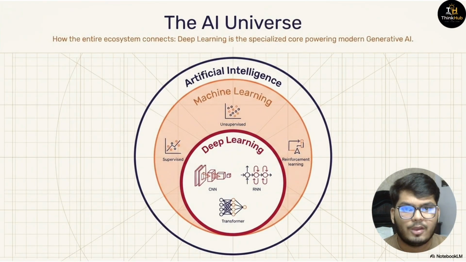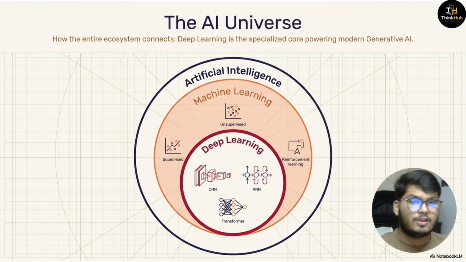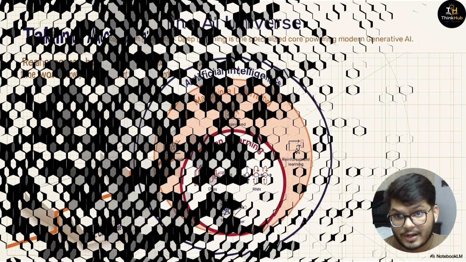And this is the AI universe. A whole circle is AI. Under that comes machine learning, and under that comes deep learning, and under that also comes generative AI, which is very important.